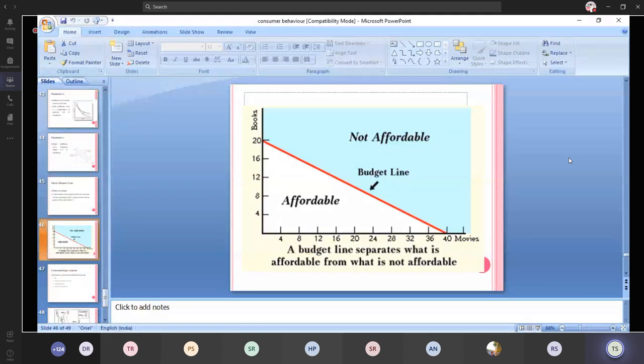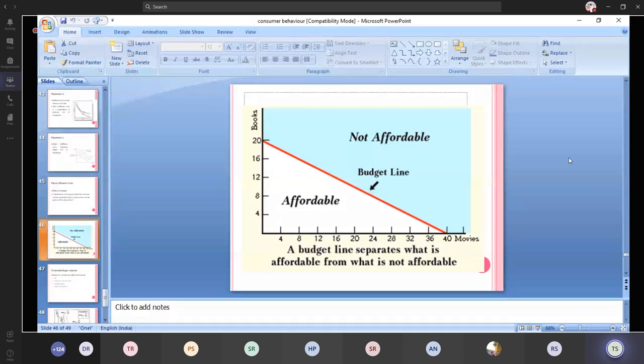On the y-axis, this 20 is the maximum limit, and on the x-axis, that 40 is the maximum limit. So the consumer has to buy below 20 and below 40. He can choose any combination between this, that is, below 20 books and below 40 movies. He can choose his combination.